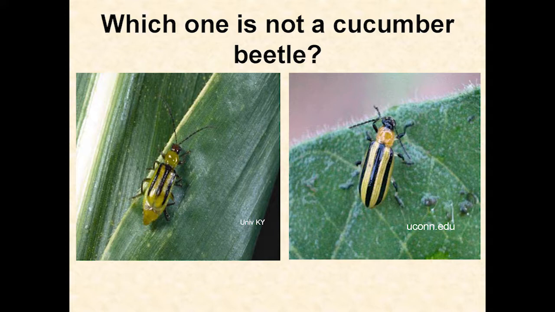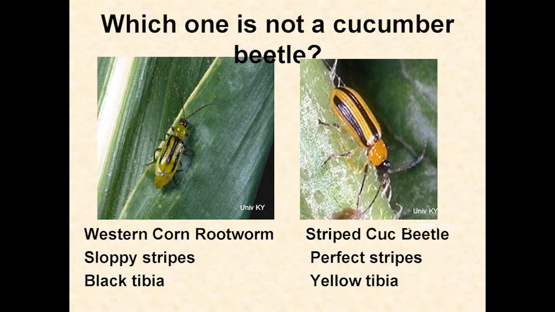But western corn rootworm is going to die before freezing. And they're going to lay their eggs in the cornfield and be a problem for corn farmers the following year. Western corn rootworms have sloppy stripes. Sometimes the stripes meet in the middle, but they're always kind of curved and they're kind of irregular. The cucumber beetle always has perfect stripes. Okay, so that's an easy one to see.